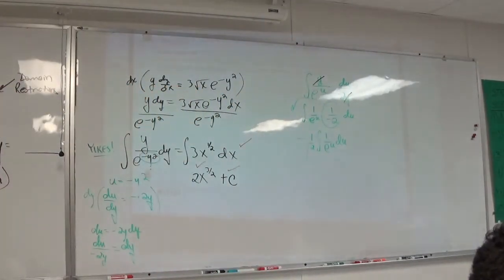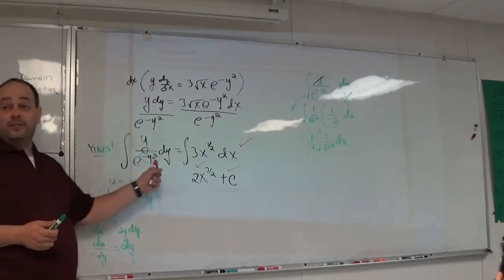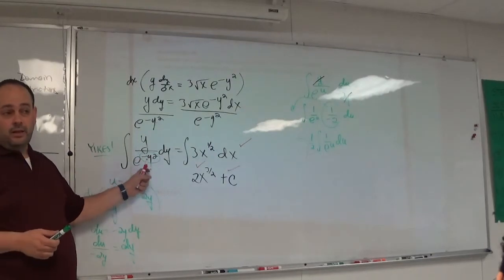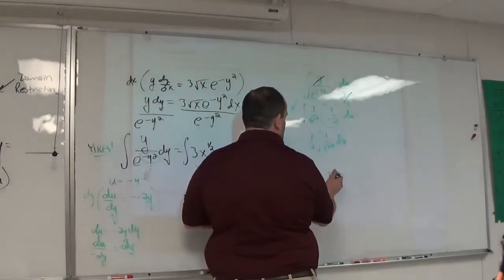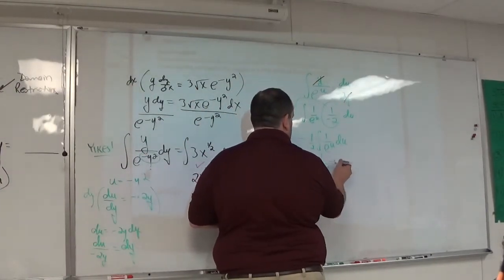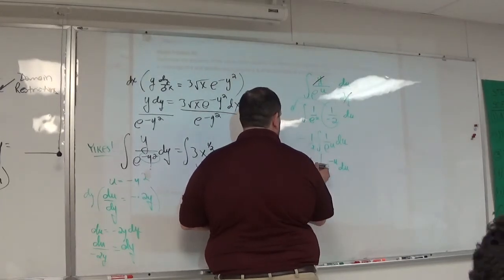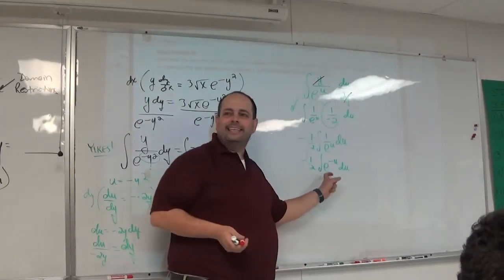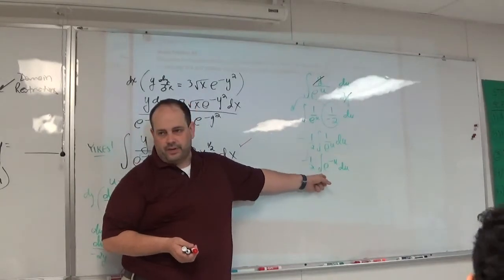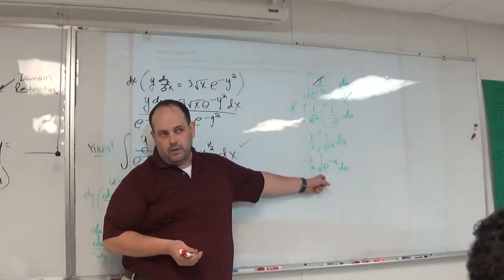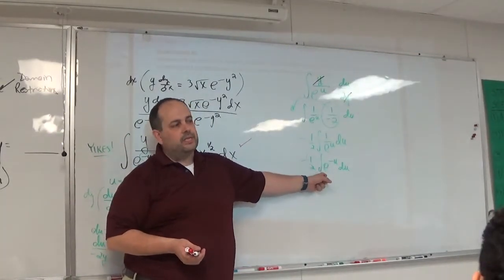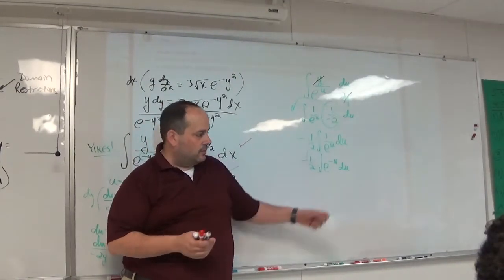1 over e to the u, not kind. Not kind at all. I don't know that I know how to integrate 1 over e to the u. It's kinder than this. Isn't this the same as e to the negative u? What has e to the negative u as its derivative? Negative e to the negative u. This would be negative e to the negative u.